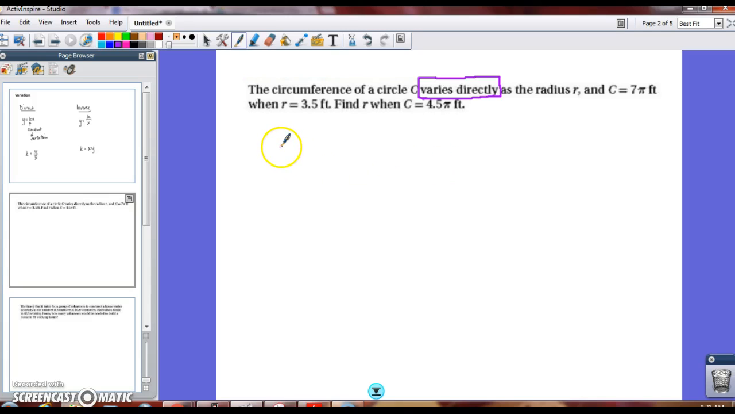Because it varies directly, I'm using y is equal to k times x. In this case, I don't have y and x. I have circumference and radius. So circumference is 7 pi when r is 3.5. C would be our y value because the c depends on the r. So my circumference, 7 pi, is going to equal k times 3.5. The first thing I have to do is solve for k, so I'm going to divide both sides by 3.5.